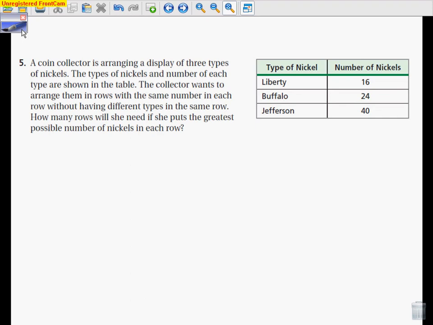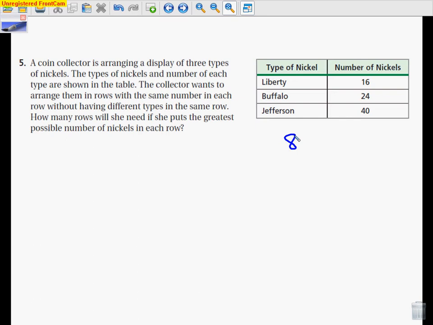All right. So considering that we have 16, 24, and 40 nickels, and she wants to put the greatest possible number of nickels in each row, what's the GCF between 16, 24, and 40? What's the greatest number that goes into all 3 of those? Well, that would be 8. Okay, so you could put 8 nickels in each row.